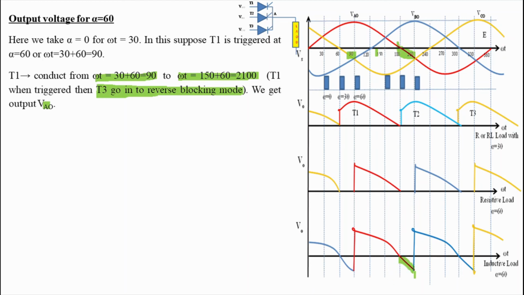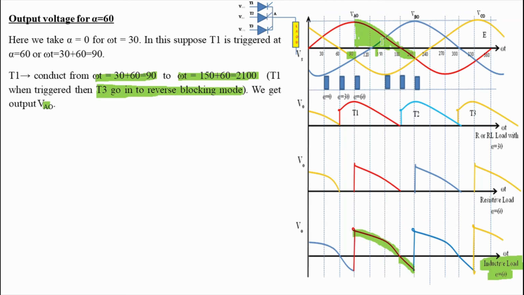It will conduct, and why does this happen? Because here the load is assumed highly inductive. So when the load is highly inductive, it will keep the current through thyristor T1 above its holding current. So that's why this thyristor T1 will continue to conduct. So we get output voltage Va naught from 90 degrees to 210 degrees.